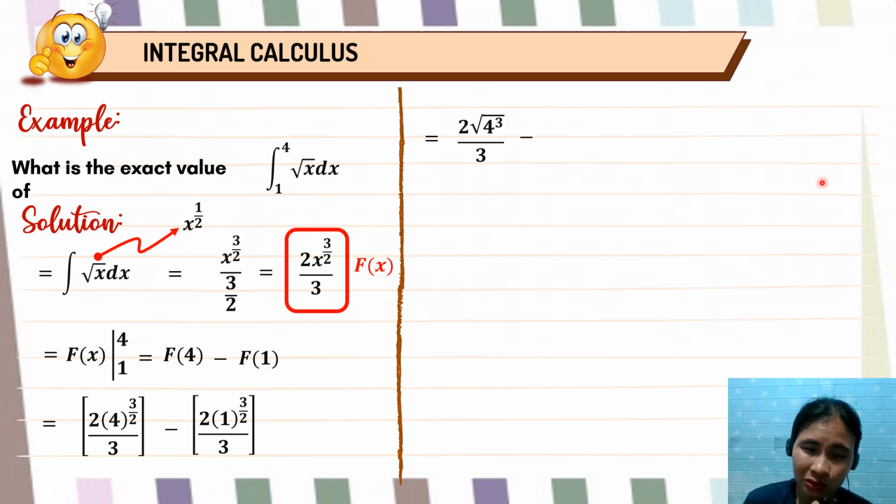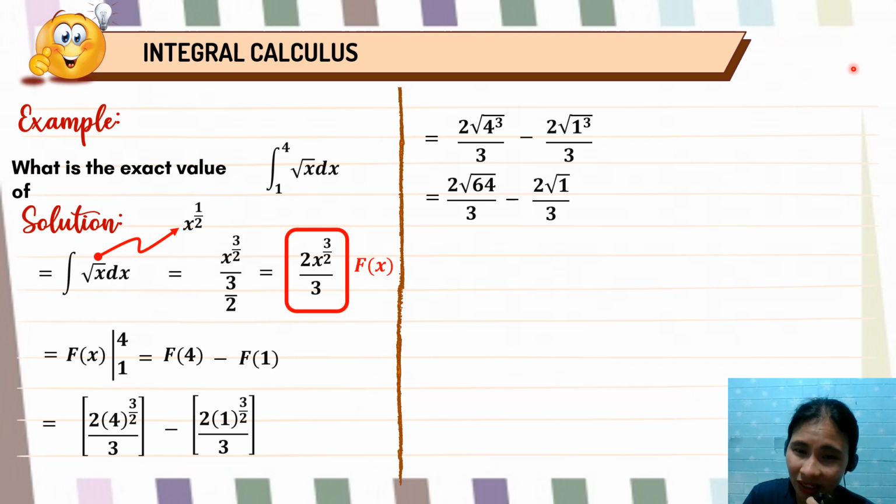And this is equal to, minus, same as with 1 exponent 3 halves, that is 2 square root of 1 cubed over 3. Again, in a radical, if the index is 2, we don't need to write it. It's understood. Next, we are going to evaluate 4 cubed, that is square root of 64. So square root of 4 cubed is just equal to square root of 64 minus 1 cubed is 1. So that is 2 square root of 1 over 3.